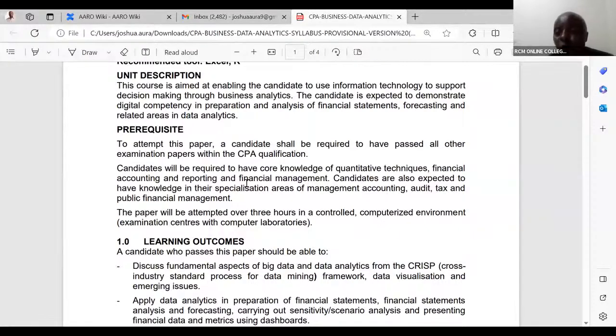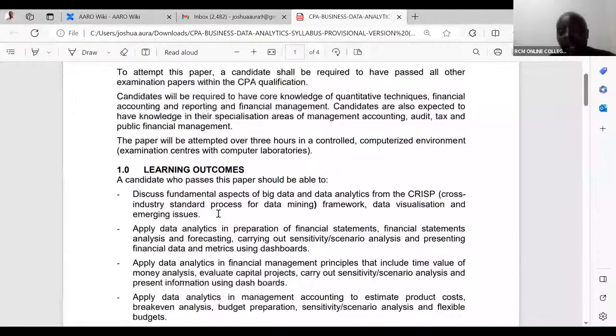Candidates will be required to have core knowledge of quantitative techniques, financial accounting and reporting, and financial management. Candidates are also expected to have knowledge in their specialization areas of management accounting, audit, taxation, and public financial management. The paper will be attempted over 3 hours in a controlled, computerized environment. Examination centers have computer laboratories, but they shall not give you computers. You shall be required to go to KASNEB examination centers with your own laptops.